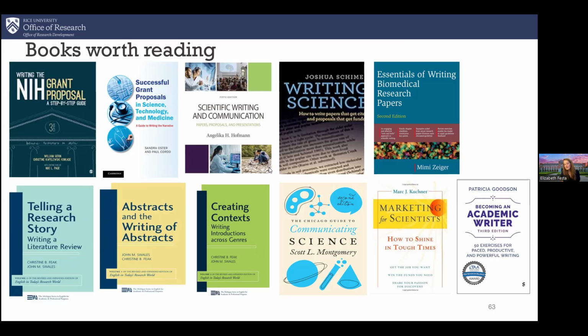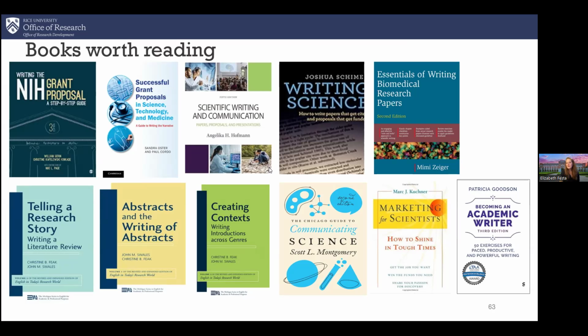Scott Montgomery's text, the Mark Kuchner text that I cited at the beginning, Marketing for Scientists, is fun. One of my colleagues at University of Oregon recommended it to me, and I think it has some value. He uses it with early career faculty in teaching them about persuasive rhetoric.